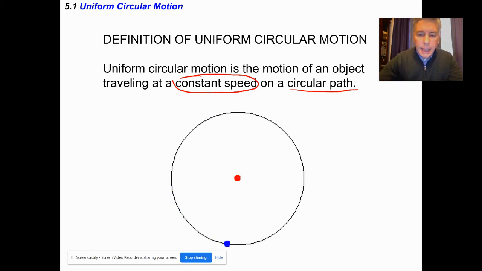Now the key idea is that it's a circular path and a constant speed. If I were to draw the direction of that speed at any moment in time, I always draw straight lines. These would be the direction of its motion. This would actually be its velocity. One of the things you will notice is its velocity is always in a straight line according to Newton's first law of motion.